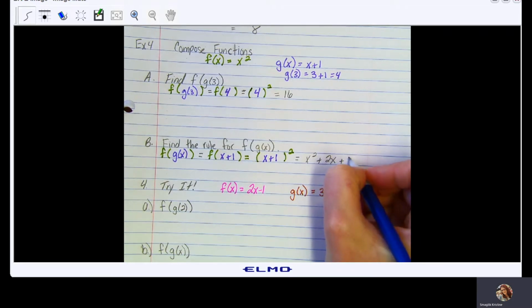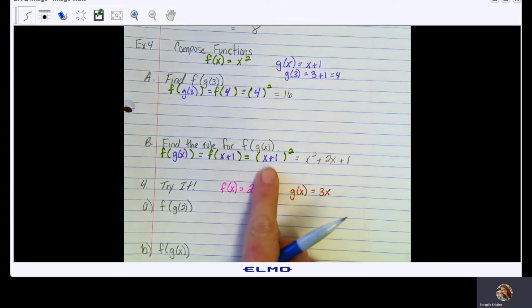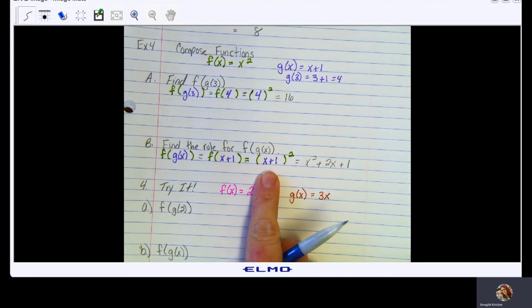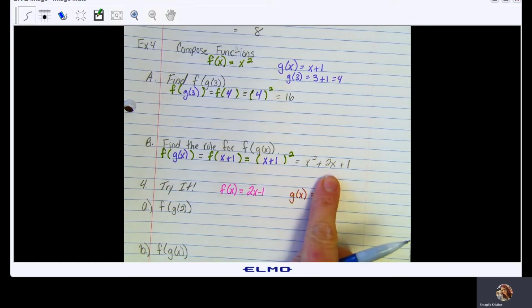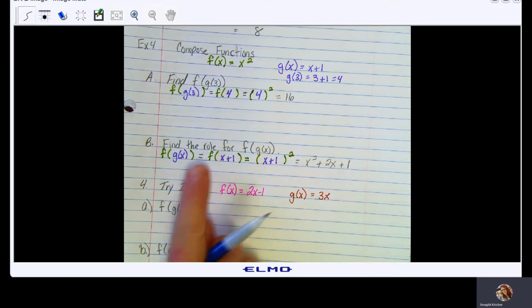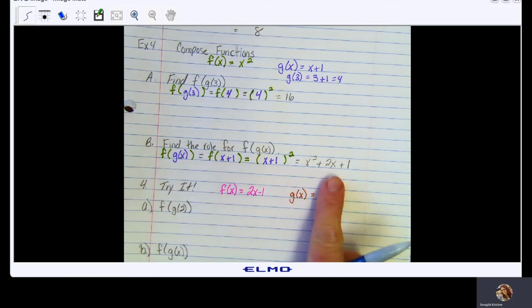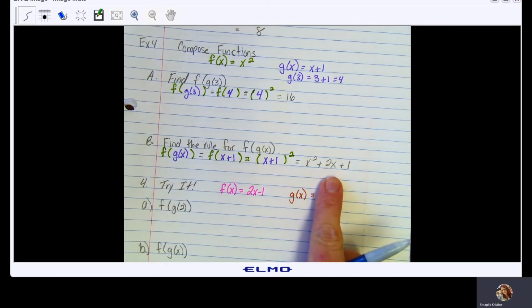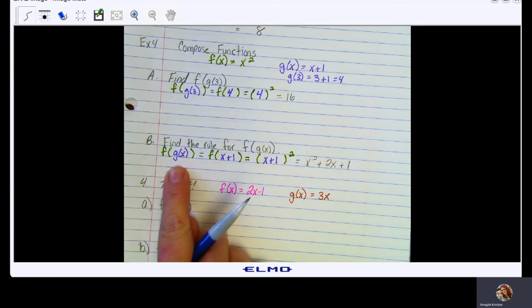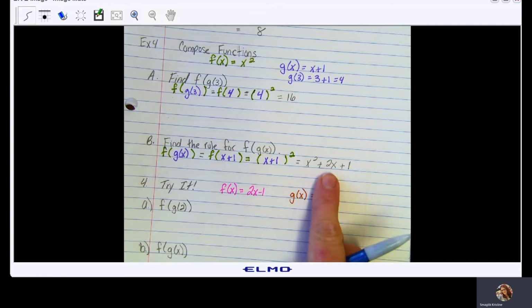If you're not comfortable using your polynomial identities, you can write this out as the quantity x plus 1 times the quantity x plus 1. Use your distributive property and FOIL it. You're going to arrive at the exact same answer. So now here, my rule is f of g of x equals x squared plus 2x plus 1. My input was g of x. My output is x squared plus 2x plus 1.